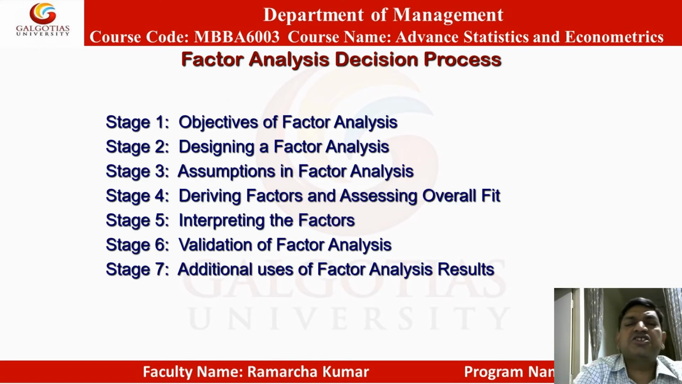Factor analysis decision process. Stage 1 is objectives of factor analysis, stage 2 is designing a factor analysis, stage 3 is assumptions in factor analysis, stage 4 is deriving factors and assessing overall fit, stage 5 is interpreting the factors, stage 6 is validation of factor analysis, and stage 7 is additional uses of factor analysis results.